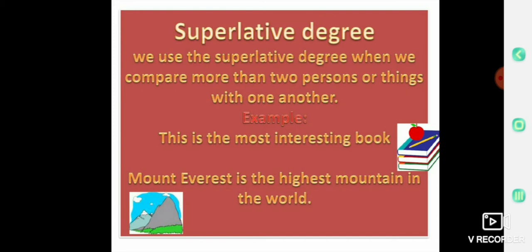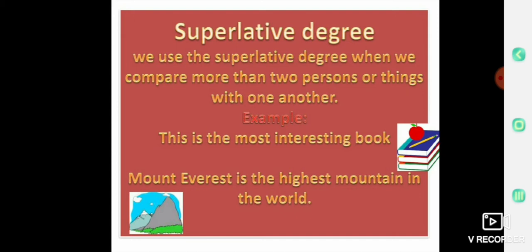Next is comparative degree of comparison. As I have told you, whenever we want to compare two things, we use comparative degree of comparison. I have explained the rules also, where to add er, where to add ier, or where to add more. So we have discussed all the rules.